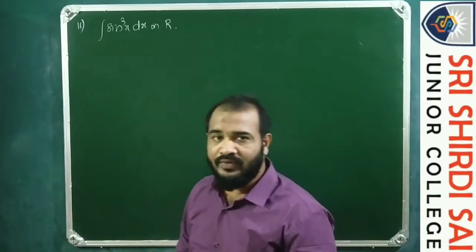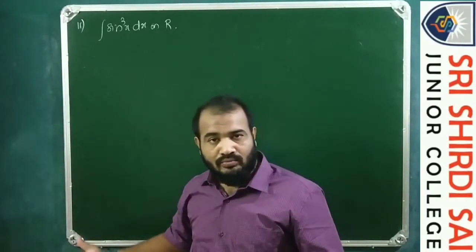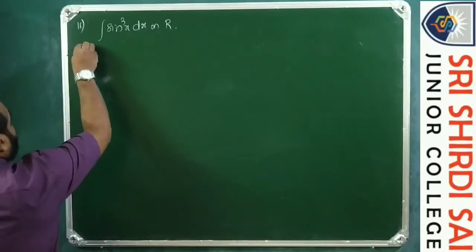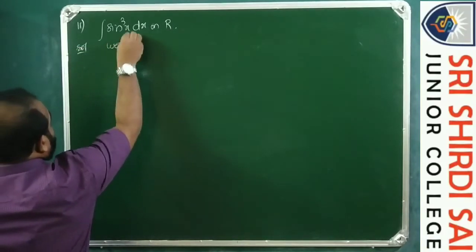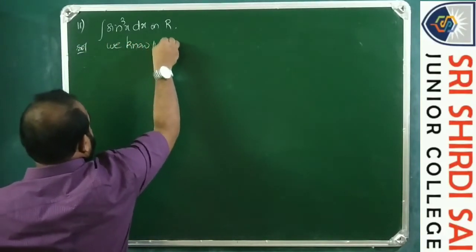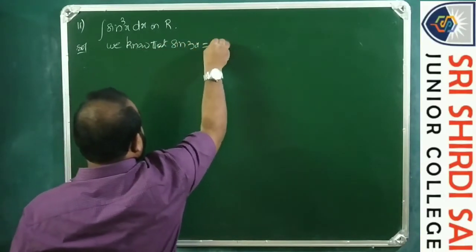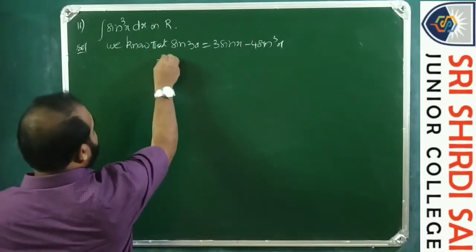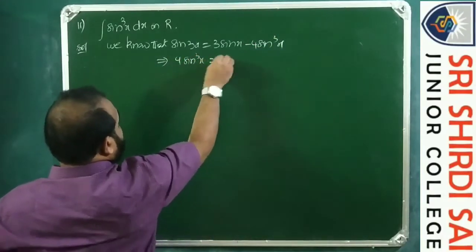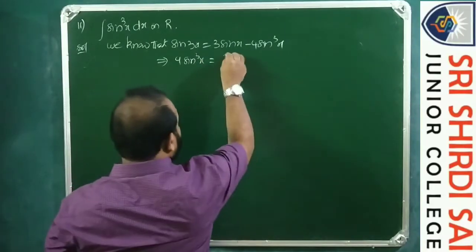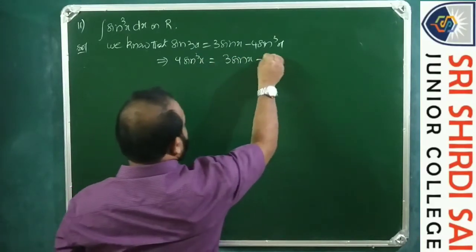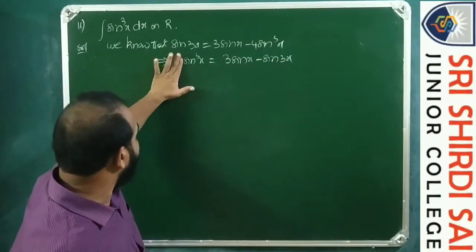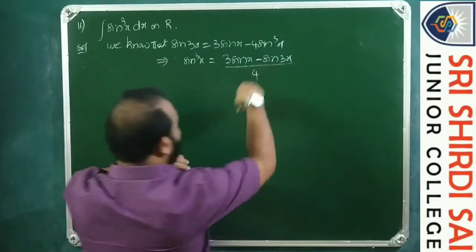But for the time being, let us see the alternative for that. So integral sin cube x dx. We know that sin 3x is equal to 3 sin x minus 4 sin cube x. From this, 4 sin cube x, I am transposing onto this side. So this is 3 sin x minus sin 3x. 4 sin cube x is equal to this, or sin cube x is equal to this by 4.